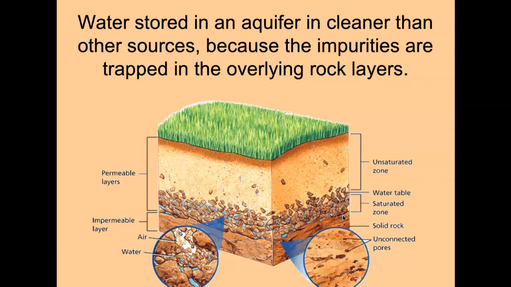So water that's stored in an aquifer is going to be cleaner than other sources, and that's because the impurities are going to be trapped in the overlying rock layers and sediment. So as the water is infiltrating down through the ground, those chemicals and pollutants are going to get trapped among all these particles, and that means the water is going to be pretty clean down here in the aquifer.